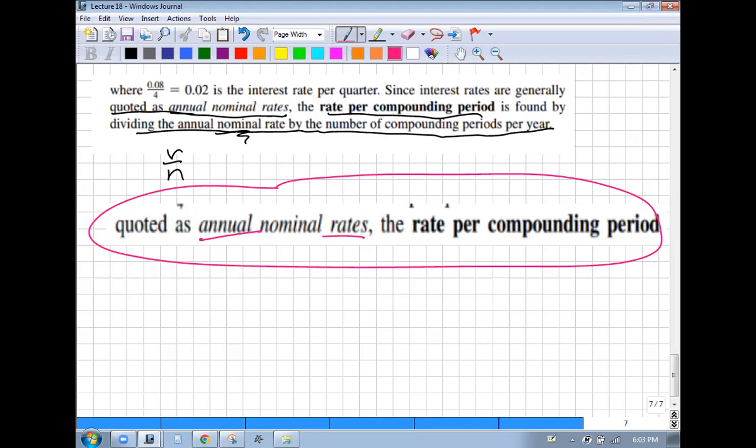But what they really mean here is the rate per compounding period. So if your annual interest rate is 10% and you're compounding 10 times a year, then that means this would be 1%. And it would make you think, oh, I get an annual rate of 1%. No, it's 10% because they're compounding 10 times a year.